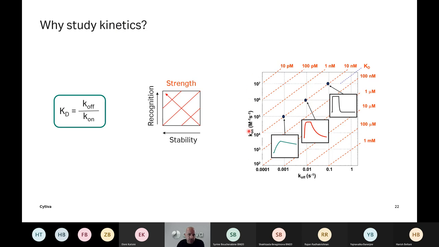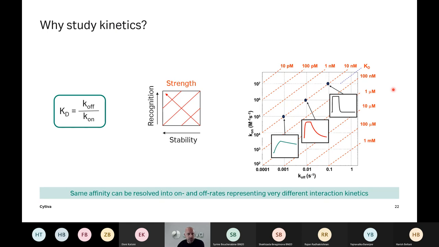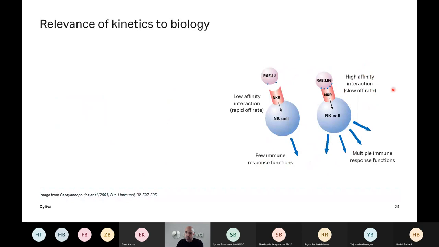For example, in this plot, on the y-axis we have the on rate, on the x-axis the off rate, and you can see that different interactions with the same affinity, represented by these diagonal lines, can have very different kinetics. So the same affinity can be resolved into different on and off rates, representing different interaction kinetics. And why is kinetics important to biology? Because we know that biological processes are dynamic and rarely in an equilibrium state.